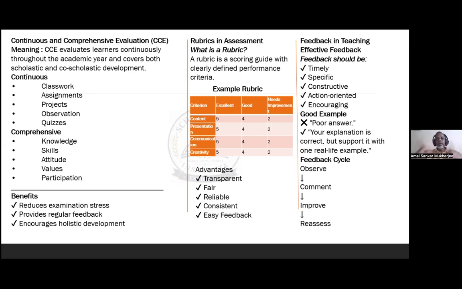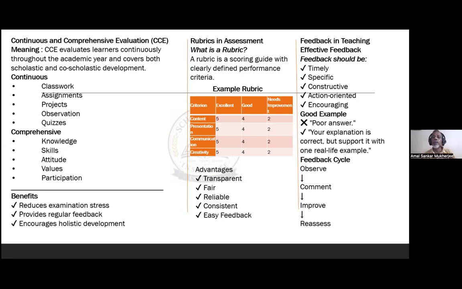Here I am just giving you a dummy chart for the rubrics. Here something is specified. For the content criteria, 5 points are allotted for excellent, 4 points for good, and 2 points are assigned for needs improvement.